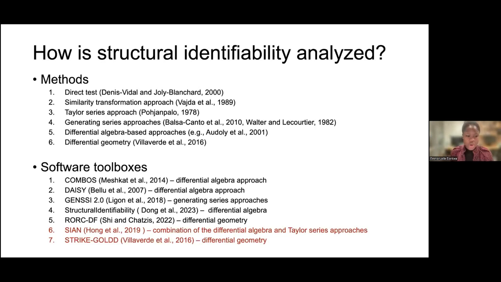And then Gemma will talk about how they use Stride Gold in studying the structural identifiability of COVID-19 models. So that's what will take us to the end of the talk.